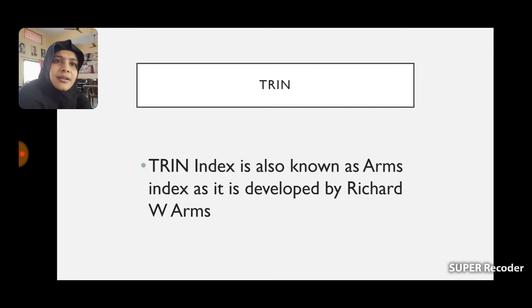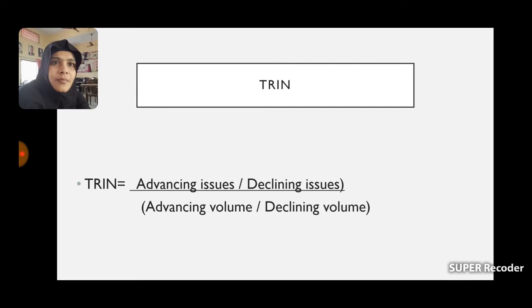TRIN. TRIN is also known as Arms Index because it was developed by Richard W. Arms. And TRIN can be calculated by using the equation advancing issues divided by declining issues, whole divided by advancing volume divided by declining volume.